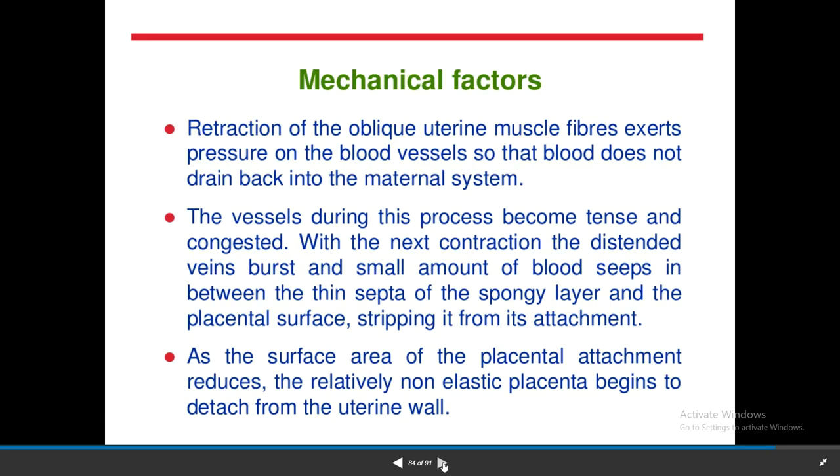Mechanical factors. Retraction of the oblique uterine muscle fibers exerts pressure on the blood vessels so that blood does not drain back into the maternal system. The vessels during this process become tense and congested. With the next contraction, the distended veins burst and a small amount of blood seeps in between the thin septa of the spongy layer and the placental surface, stripping it from its attachment. As the surface area of the placental attachment reduces, the relatively non-elastic placenta begins to detach from the uterine wall.